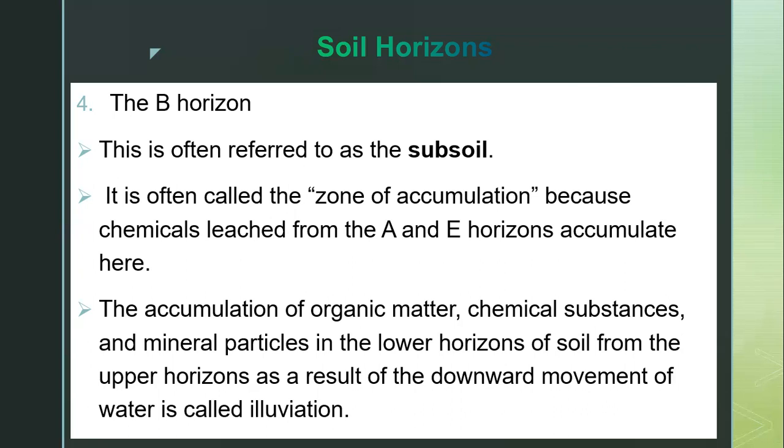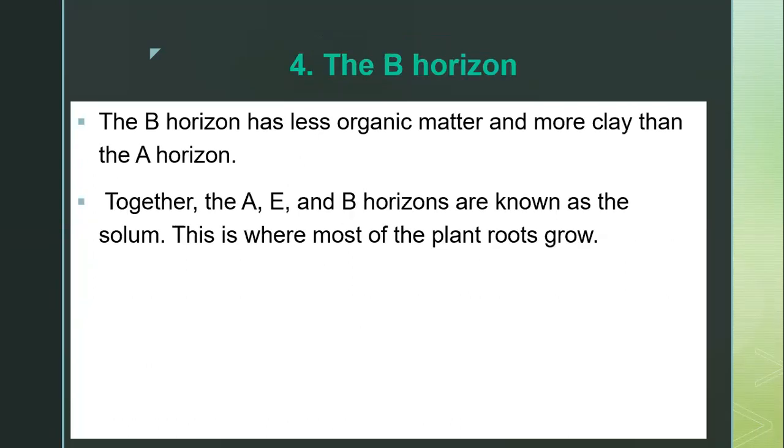So from there you can differentiate between the terms as we have seen, eluviation and the other one which we've seen before. Moving on. The B horizon has less organic matter and more clay than the A horizon. Together, the A, E, and B horizons are known as the solum. This is where most of the plant roots grow.